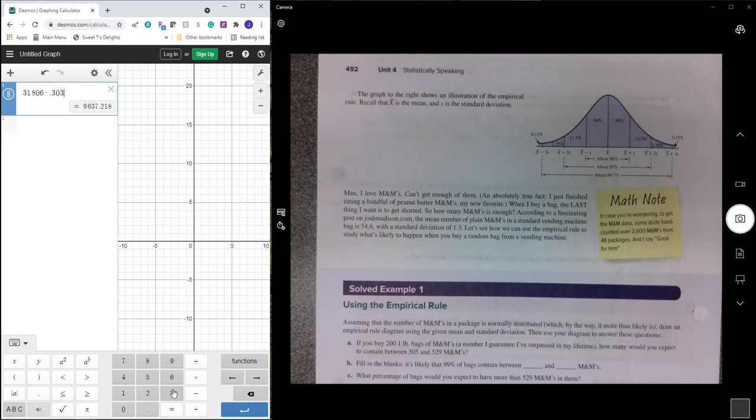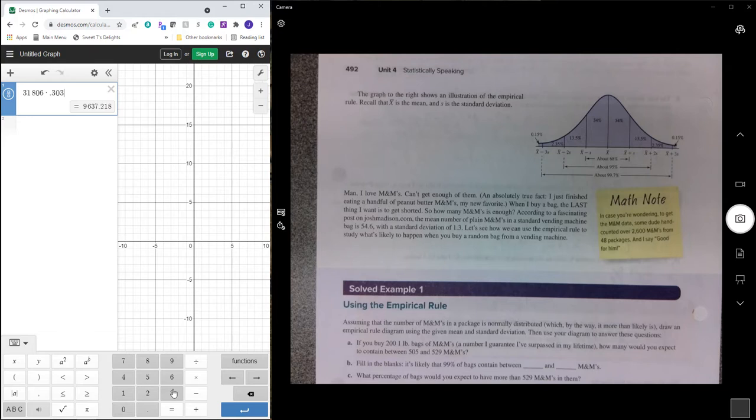All right. So it says here, man, I love M&Ms. Can't get enough of them. An absolute true fact. I just finished eating a handful of peanut butter M&Ms, my new favorite. When I buy a bag, the last thing I want is to get shorted. So how many M&Ms is enough?